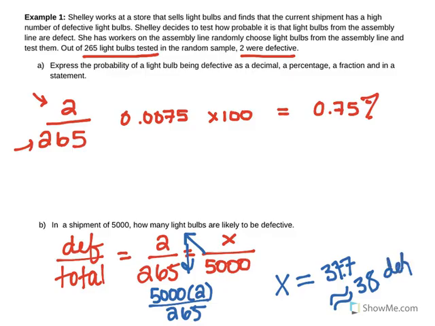Does that mean that there's necessarily going to be exactly 38 defective? Probably not. But using this statistic, you can find a reasonable estimate of how many would be defective.